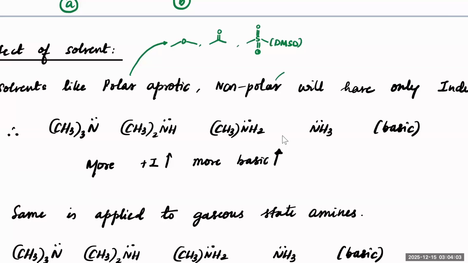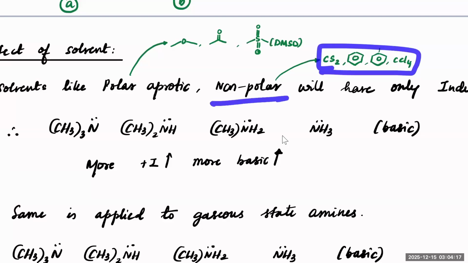Then we have non-polar. What does non-polar mean? Non-polar is like CS2. You can take benzene. We can take toluene, correct? We can have CCl4. These type of liquid solutions. These are all liquid solutions. These are called non-polar solutions.